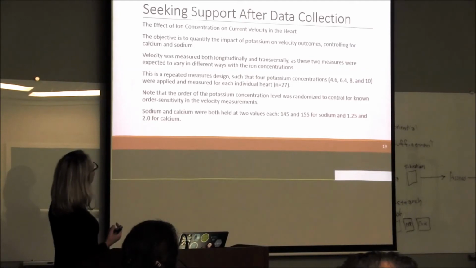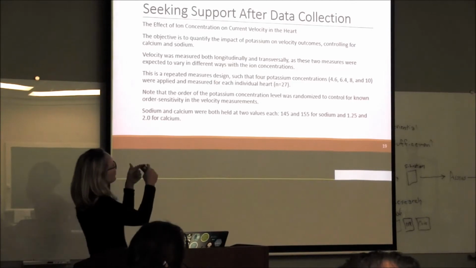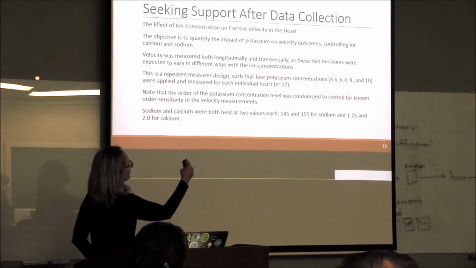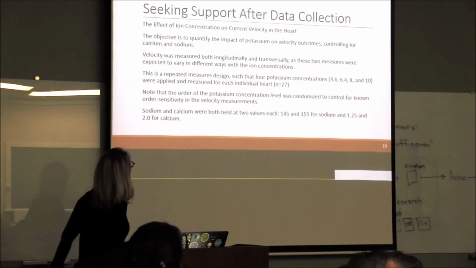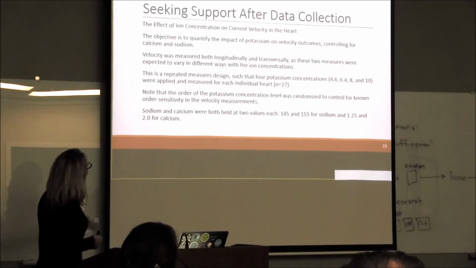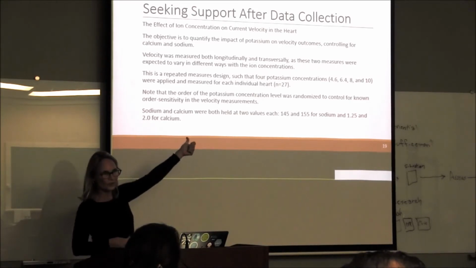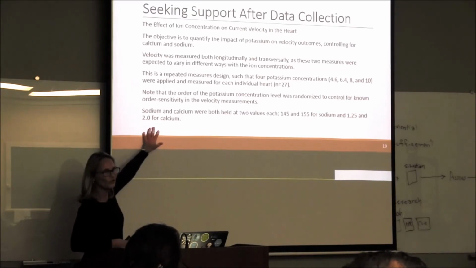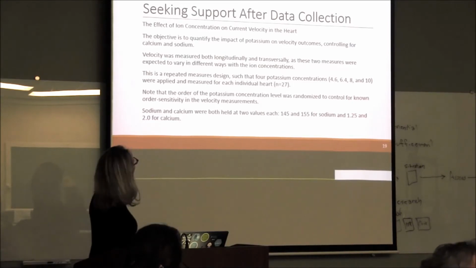And it's a repeated measure design. Like I said, we have individual hearts, 27 of them, and each heart had measures of velocity taken in 2 directions for 4 different potassium concentrations, which were randomized to take into account the order effect, okay? Sodium and calcium, so there are 3 ions. There's potassium, which we're interested in, that's our predictor of interest. And then 2 others that we want to control for, both at 2 levels. So this is the example we're going to work with.